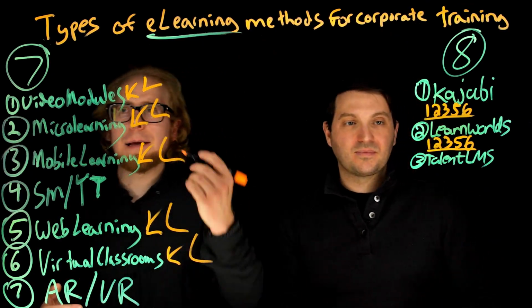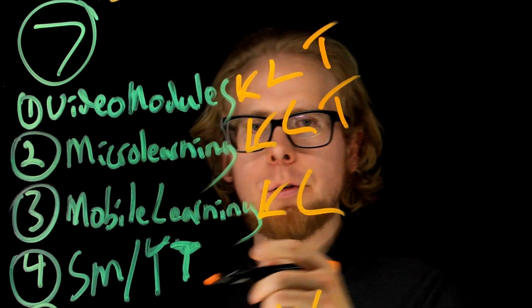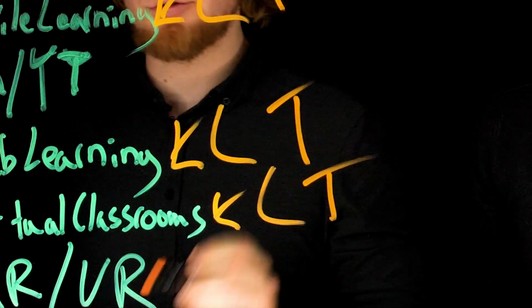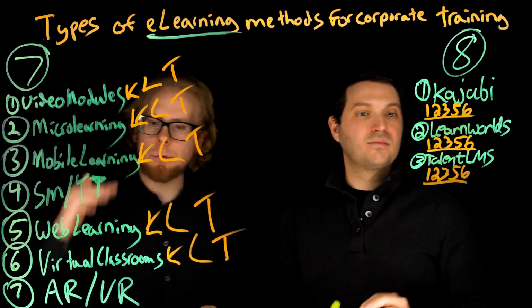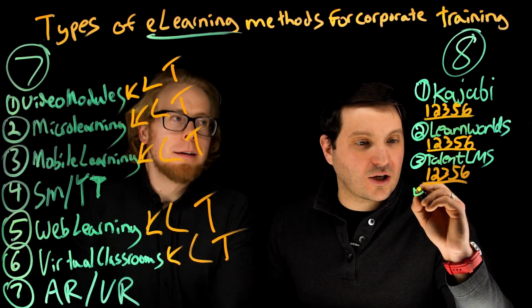So let's look here. Same thing. We got number 1. We got number 2. So video modules, microlearning, mobile learning. We got web learning. We got virtual classrooms. Still no social media, YouTube or AR, VR. What's number 4, Hector? Number 4 is we got TalentCards.